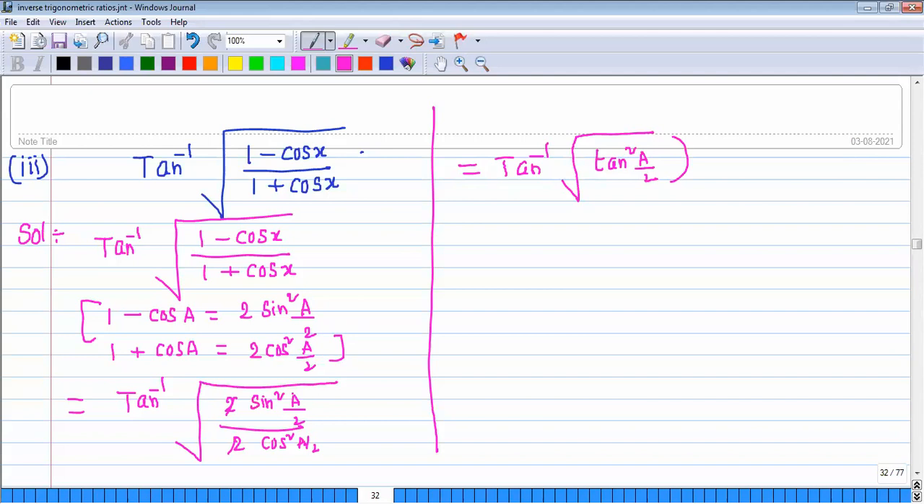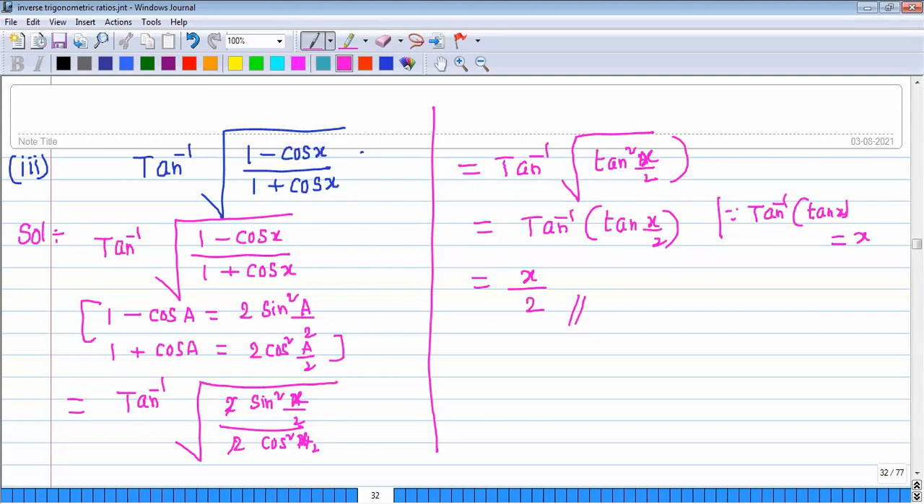Sorry, X, I forget X. So tan square x by 2. This is tan inverse of tan x by 2. So we have the formula: tan inverse of tan x is x. So in the place of x, we have x upon 2. This is the answer.